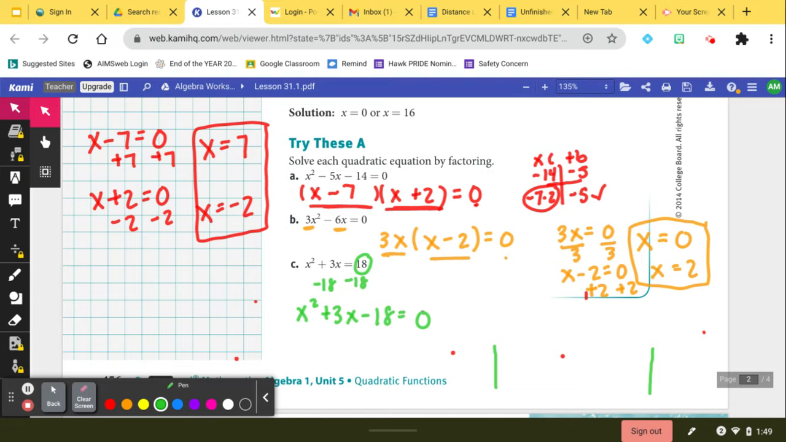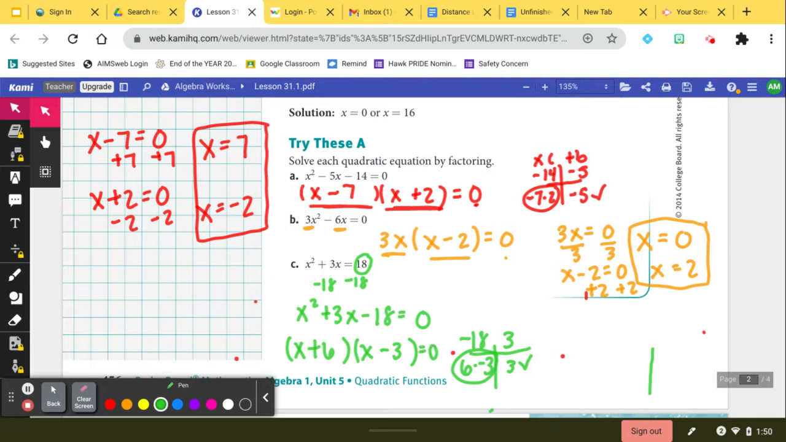Now we're looking for the value of x when y is 0. So now I need to factor this. Since my a is 1, I know my binomials are x and x. So that means I'm looking for two numbers that multiply together to be negative 18 and add to be 3. And I'm thinking 6 and 3, so positive 6 times negative 3 is negative 18. Add them together, we get 3. So my two binomials are x plus 6 and x minus 3. And again, that's still equal to 0.